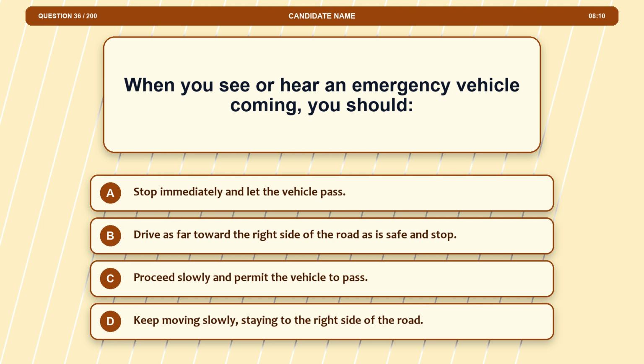Question 36. When you see or hear an emergency vehicle coming, you should: Option A, stop immediately and let the vehicle pass. Option B, drive as far toward the right side of the road as is safe and stop. Option C, proceed slowly and permit the vehicle to pass. Option D, keep moving slowly, staying to the right side of the road.